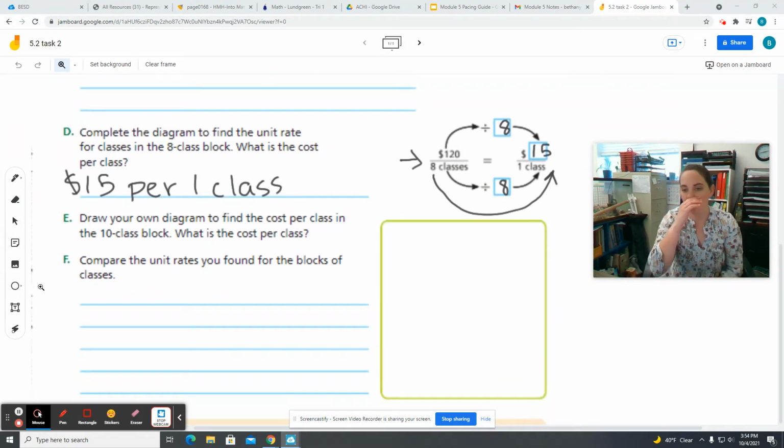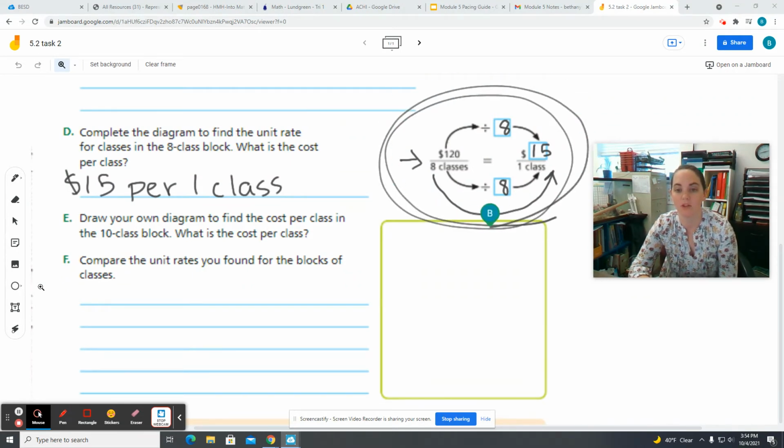Great. So what we're going to do now for part E is we're going to draw our own diagram to find the cost per class in the 10 class block. What is the cost per class? Okay. So right now, I want you to pause this video and write your own diagram. It's going to look like this one right here. I would like you to write out this diagram on your own. And then once you've done that, continue watching. Okay, so pause now and try it.